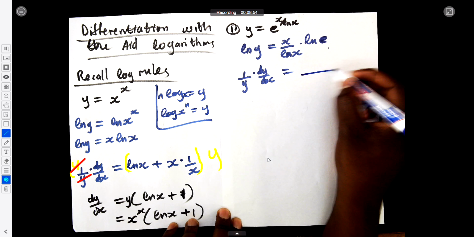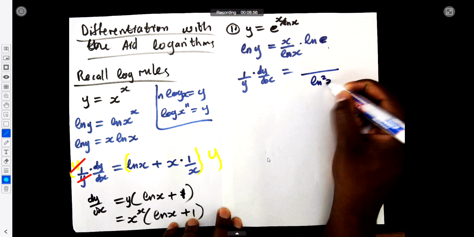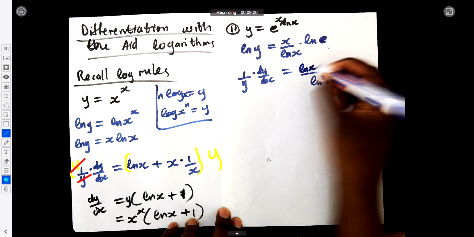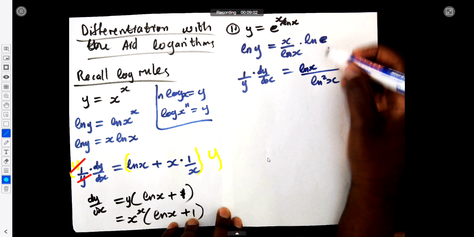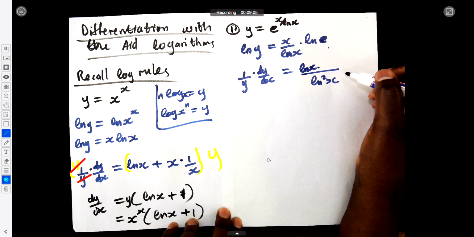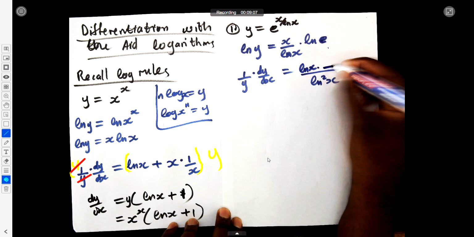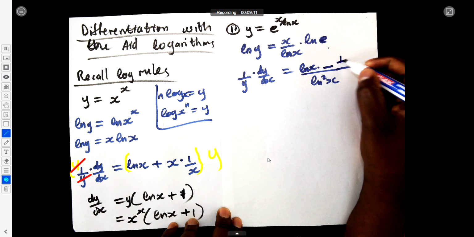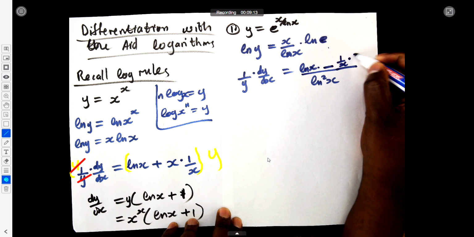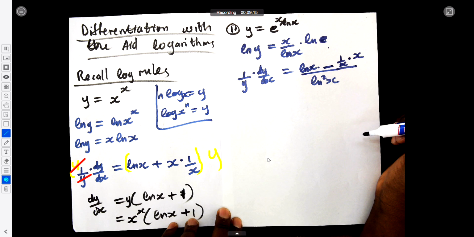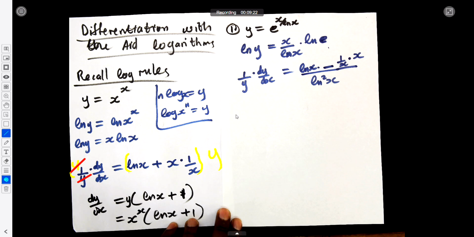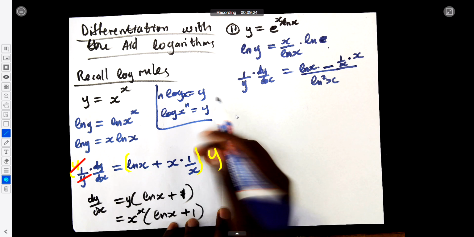So quotient of functions, we know the rule says that you square the denominator, and in the numerator you multiply by the denominator. And we need to multiply by the derivative of x, which is 1. And therefore minus the numerator, we're going to differentiate the denominator, which is 1 over x, multiplied by the numerator x there.